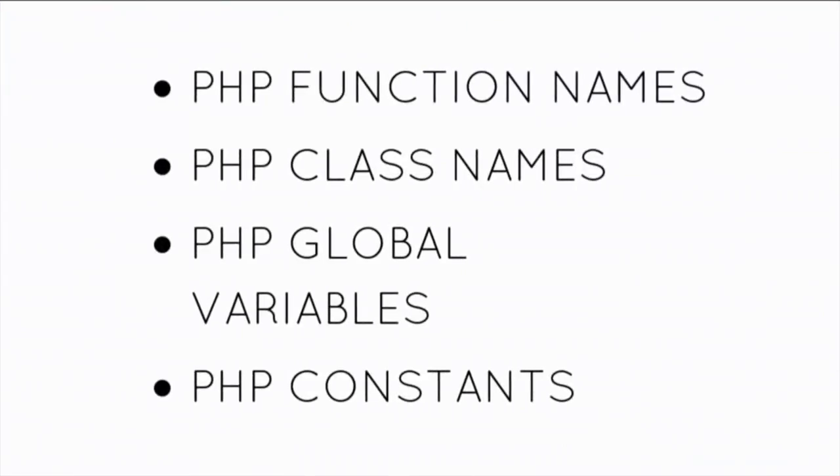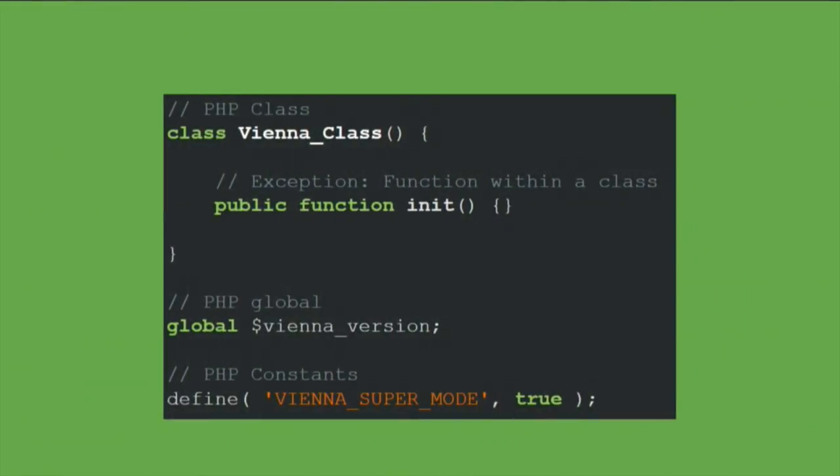In PHP code, there are normally four different places where you need to do prefixing. The first we've already looked at is functions. Then classes, if you're using object-oriented programming, global variables, and constants. Let's look at a bit of the code. Here, if you run two classes with the same name, you'll get a fatal error, like with functions. So here, I prefix my class with Vienna to make it unique.